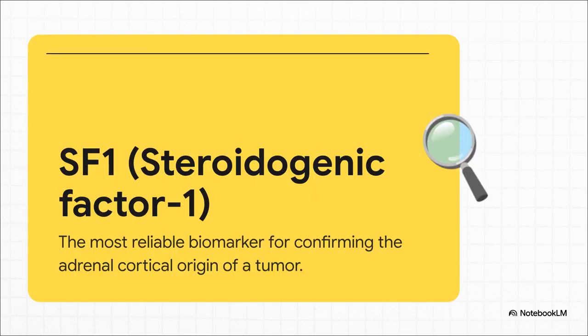Let's just focus on SF1 for a second, because this stain can be an absolute lifesaver. If you have any doubt at all about where this tumor came from, maybe it's a metastasis and you're not sure of the primary site, SF1 is your go-to stain. It is by far the most reliable marker we have to say, yes, this is definitely from the adrenal cortex.